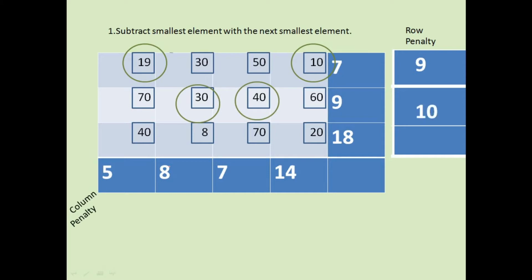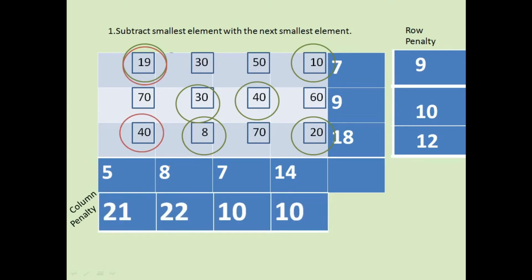We continue the same and write the value here. And for the second row, it is 40 minus 30. The first smallest value is 30 and the second smallest value is 40. We subtract it and we write the value for row penalty. Then we do the same and then we write the row penalty value. Now again we do the same technique to find the column penalty value.